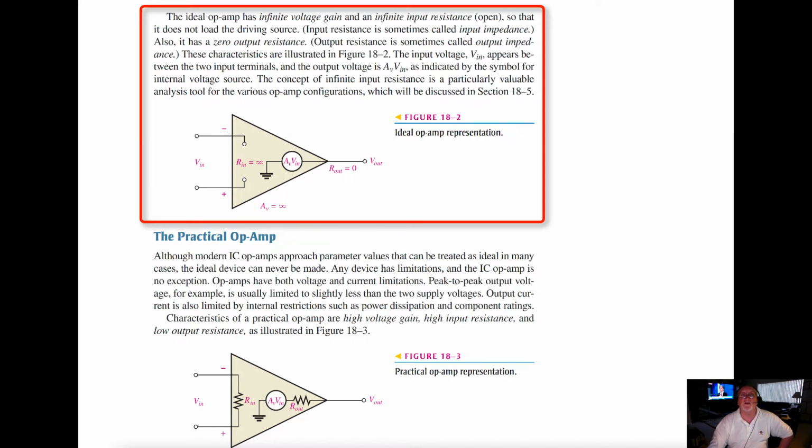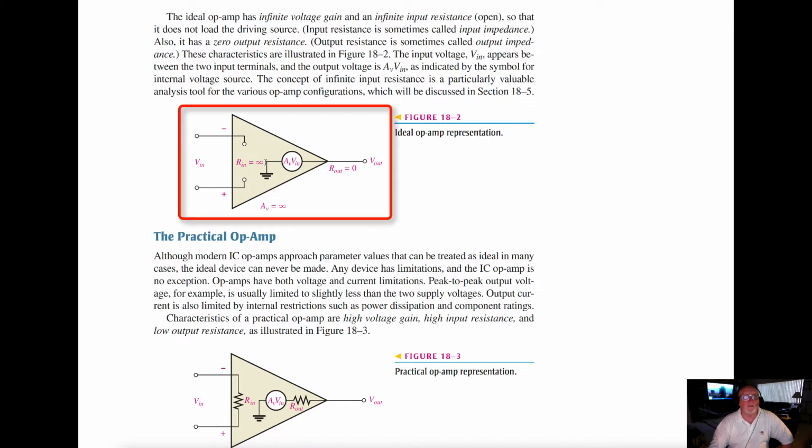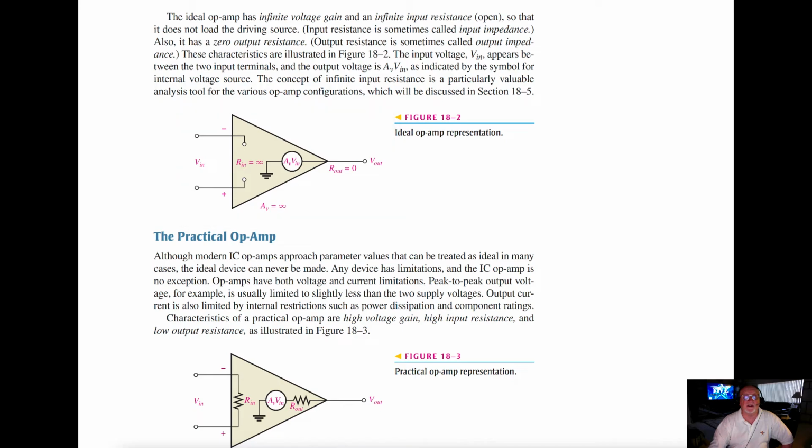The input voltage Vin appears between the two input terminals and the output voltage A_v times Vin as indicated by the symbol for internal voltage source. The concept of an infinite input resistance is a particularly valuable analysis tool for the various op amp configurations. Okay, so we can see here in this symbol where we've got all of those functions labeled on the op amp diagram. Notice here that they tell you the gain is infinite.